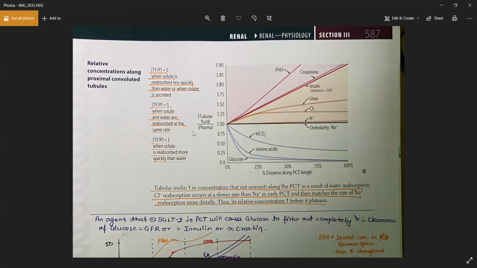So you get a ratio of more than 1 whenever the solute is reabsorbed less quickly than the water. That means the water is being reabsorbed more than the solute. You will get a ratio of less than 1 whenever the solute is reabsorbed more than the water. So that will make the concentration of that solute in that solution less than 1.